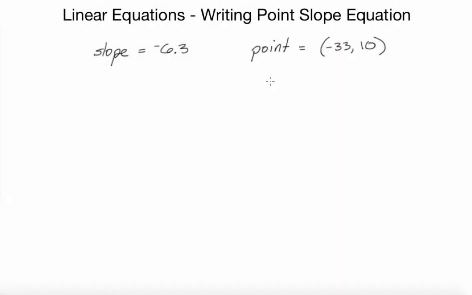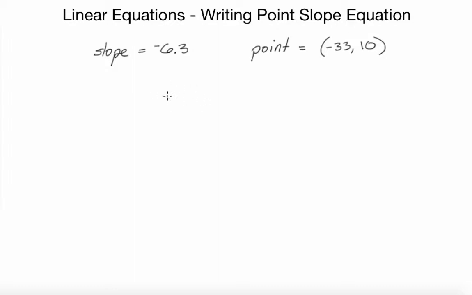Welcome to an algebra tutorial working our way through linear equations. In this video, we're going to learn how to write point-slope equations if all you're given is the slope and a point for the line to go through. So here we go. We want to write an equation of a line in point-slope form that has a slope of negative 6.3 and goes through the point with an x value of negative 33 and a y value of 10.